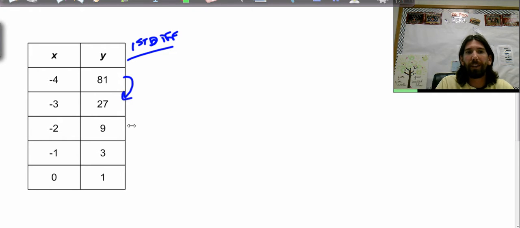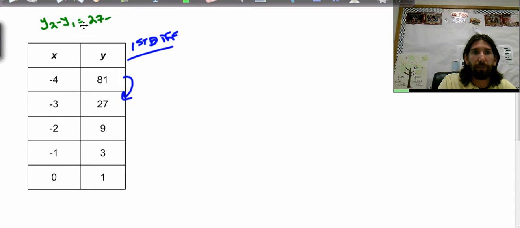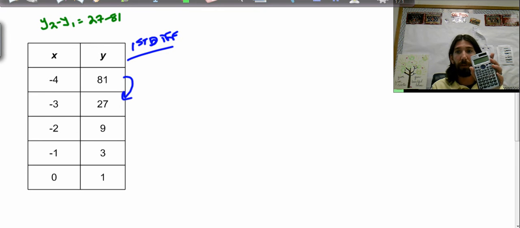I don't know what that is in my head. Maybe you need some help too. I told you that to figure out the first difference, it's y2 minus y1. So I'm going to do 27 minus 81. Okay, you grab your calculator, and you just type it in. You don't have to be good at mental math to do this.